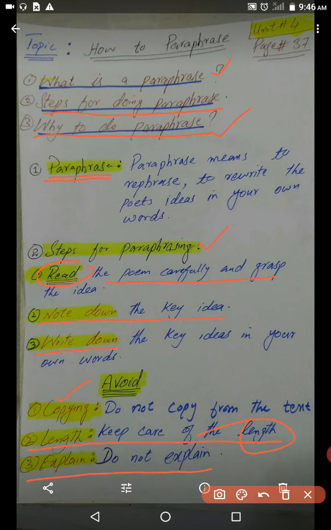So I hope that the topic how to do paraphrase is pretty much clear now. And if you are still having confusion, you can ask me personally on my WhatsApp. And beside, do this assignment: convert these 4 stanzas into prose, write their paraphrase and send it to me.